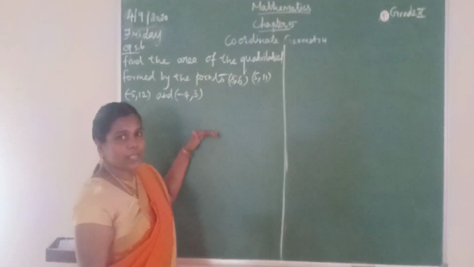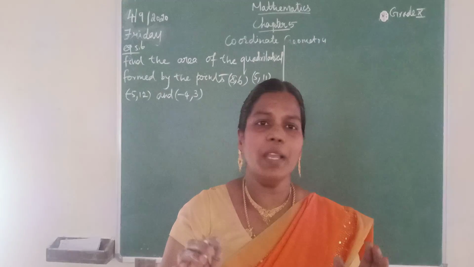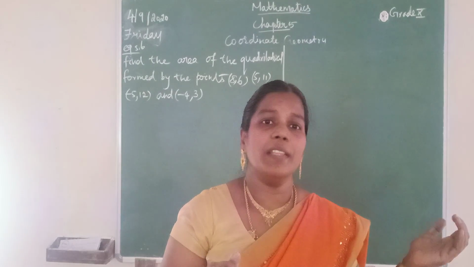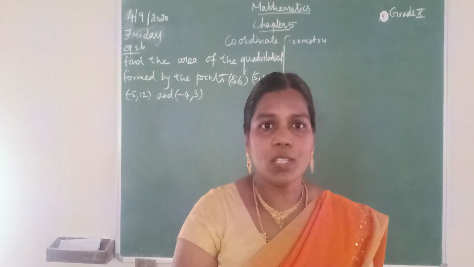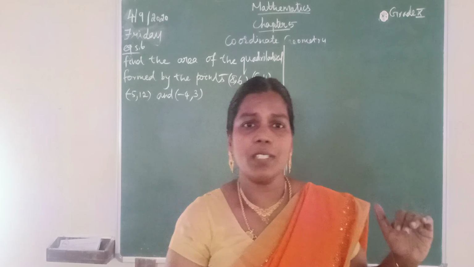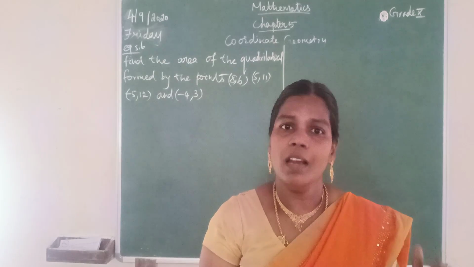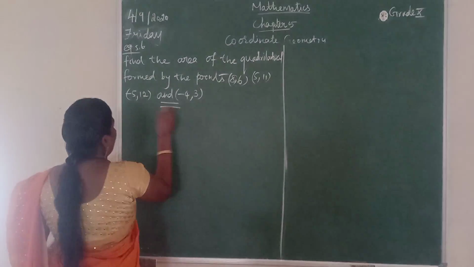Four points are given. What is meant by a quadrilateral? A quadrilateral is the closed figure made by 4 line segments. So far we studied the triangle, now the quadrilateral. Before we start, first we have to plot the given points in a rough diagram.